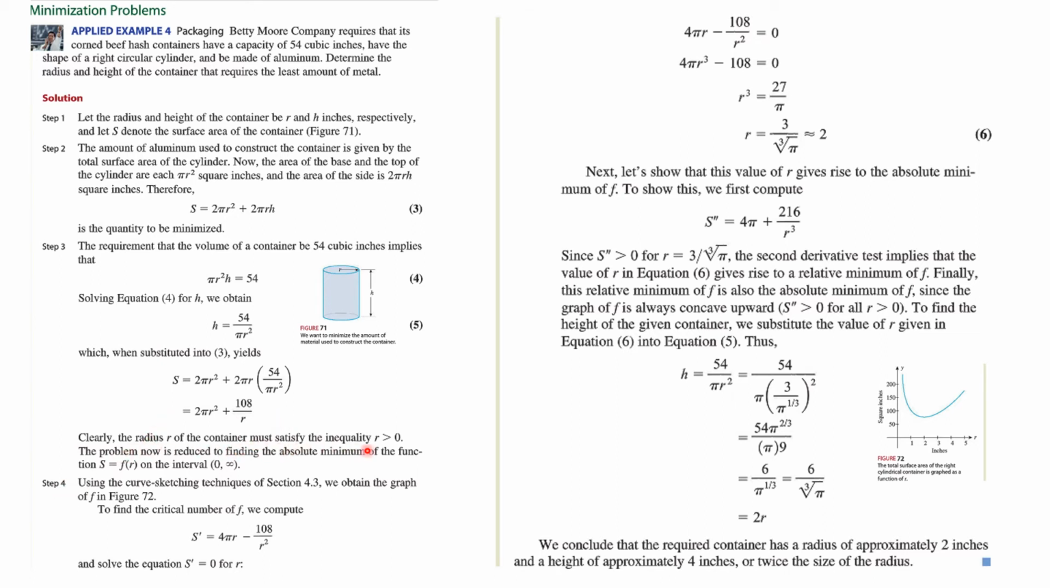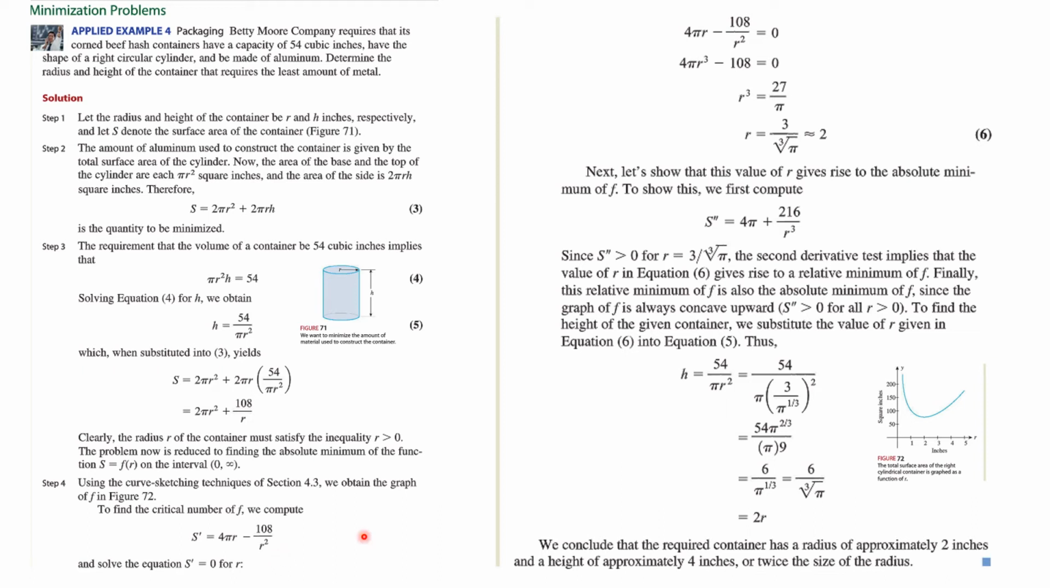And we know that the radius, in order to have a can, we have to have the radius be bigger than 0. So now the problem is reduced to finding the absolute minimum of this function on the interval 0 to infinity. So what we're going to do is take the derivative of this function with respect to r. So s prime is going to be 4 pi r minus, and this is 108 r to the minus 1, so when we take the derivative, it's going to be minus 108 r to the minus 2.